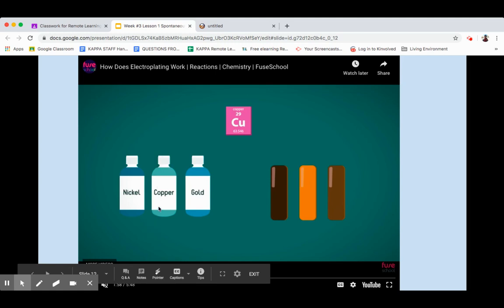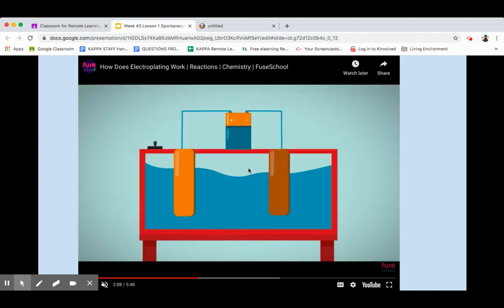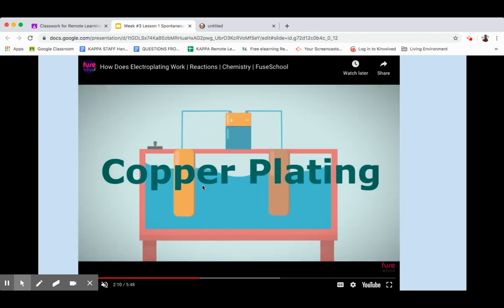So a liquid that has copper ions in it, and this liquid will help us to plate whatever we're trying to plate. And it's called an electrolyte because it can carry an electric charge. So if we're coating with copper, we need a copper electrolyte and a copper electrode. And these two things are going to work together to coat whatever we are plating.